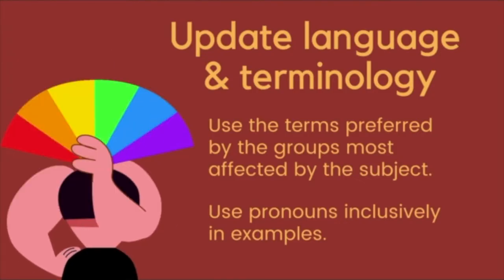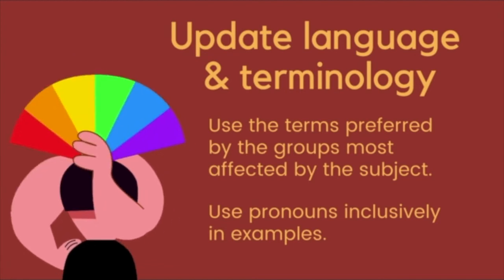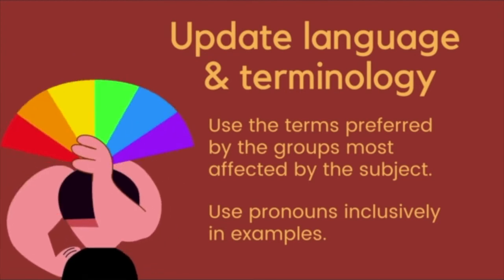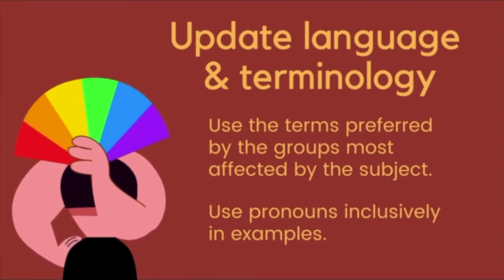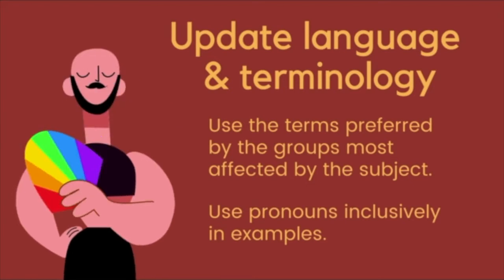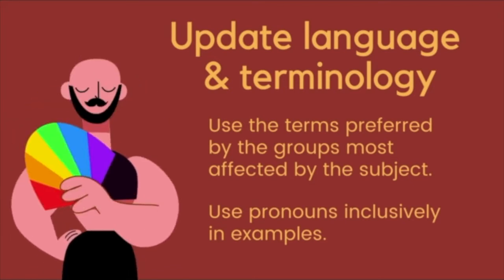You're going to want to update the language and terminology in your books. So for example, I was looking at a US history textbook and I realized that the textbook was using outdated terms to refer to the incarceration of Japanese Americans during World War II. So I updated it because that was what the license allowed me to do.